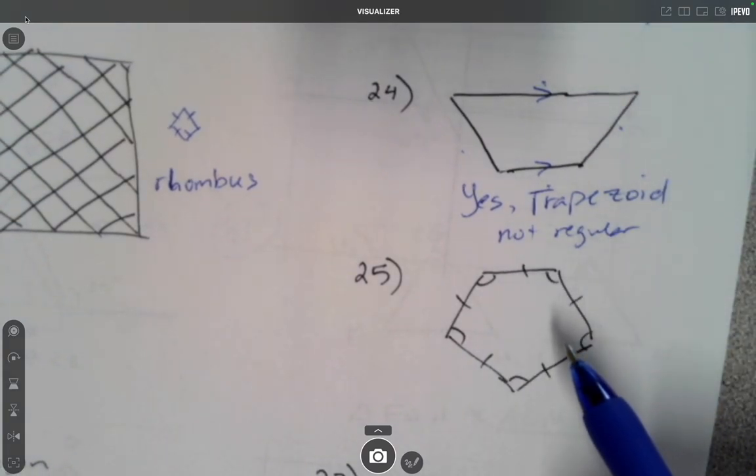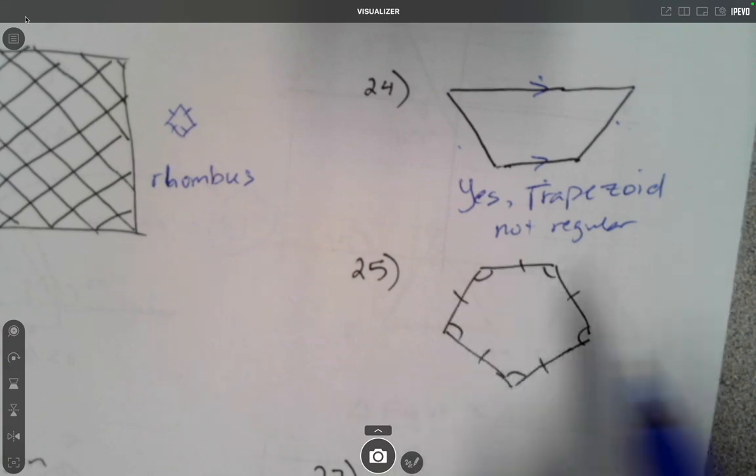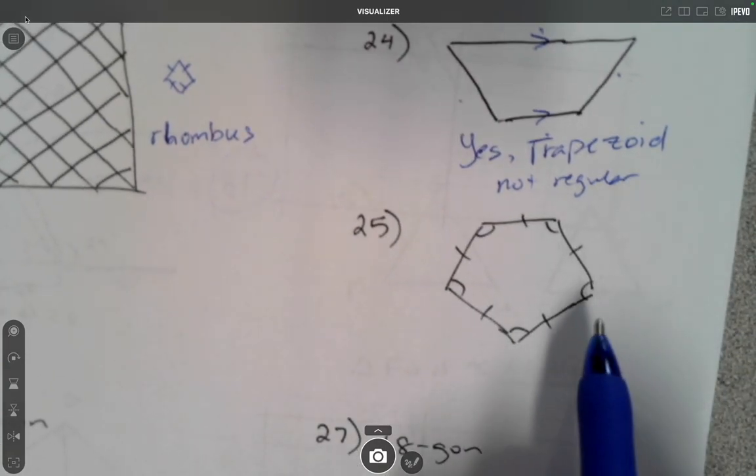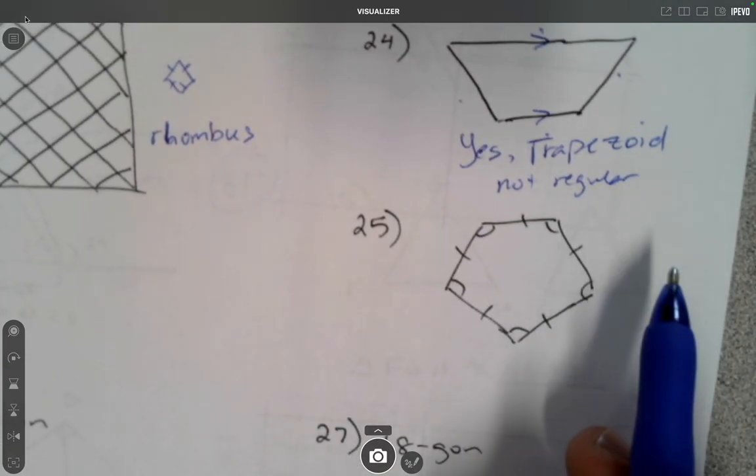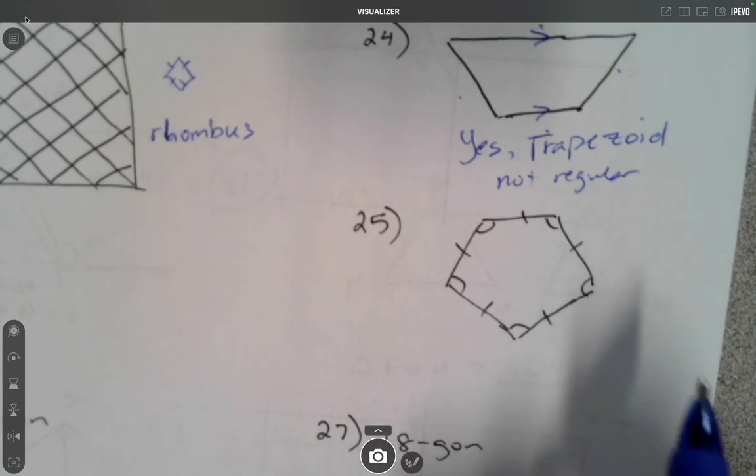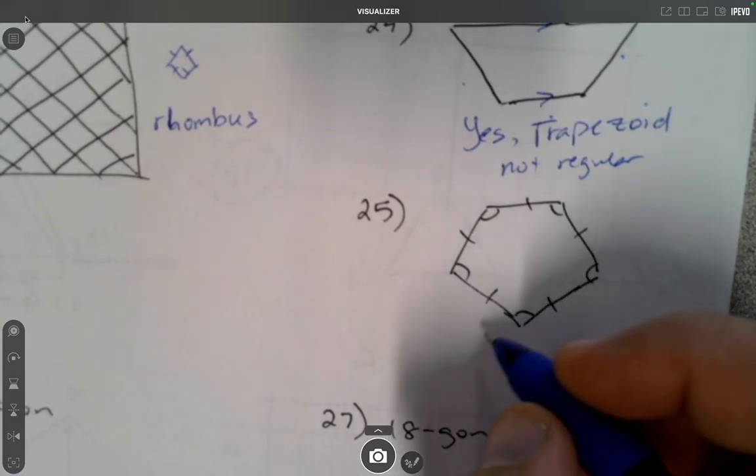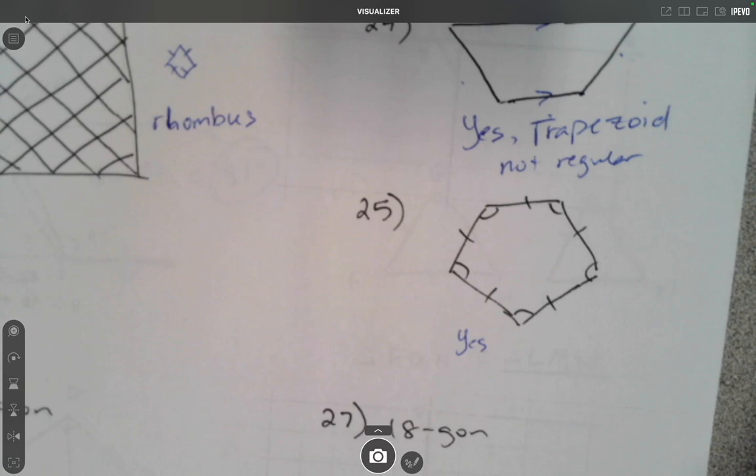25 is a polygon. It follows all the rules. All the lines connect at their intersections. They don't cross each other. They do meet each other. So it is a trapezoid. Sorry, wrong word. Yes, it is a polygon.